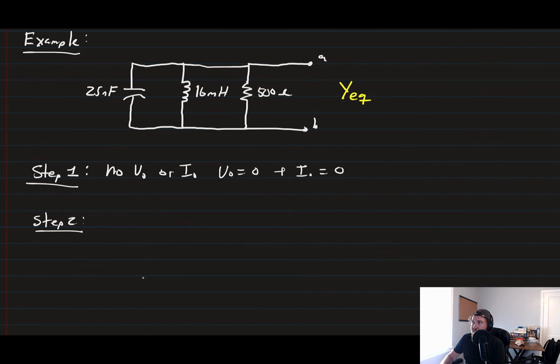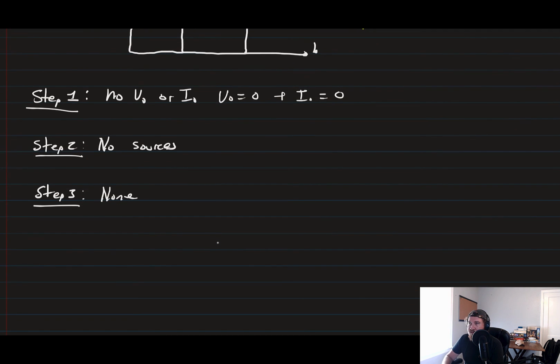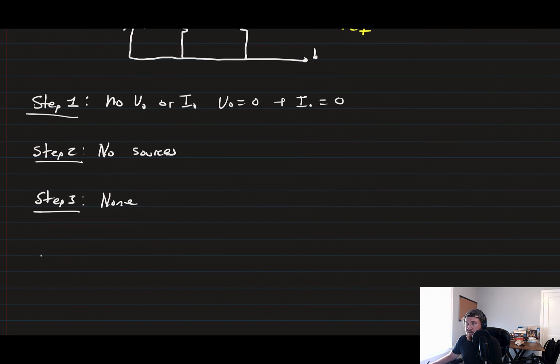Step 2 is check to convert sources. Again, we don't have any sources, so no sources. Step 3 is convert any symbolic voltages or currents, of which we have none, so I'll just say none. And then finally, step 4 is converting the circuit elements. This is what we wanted to do.